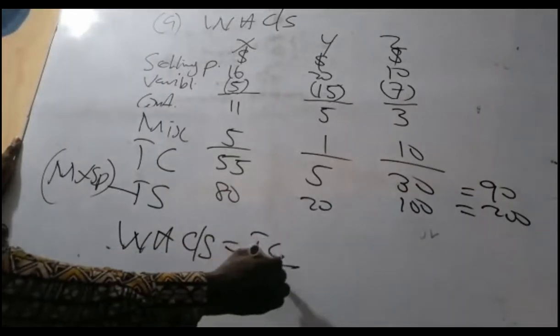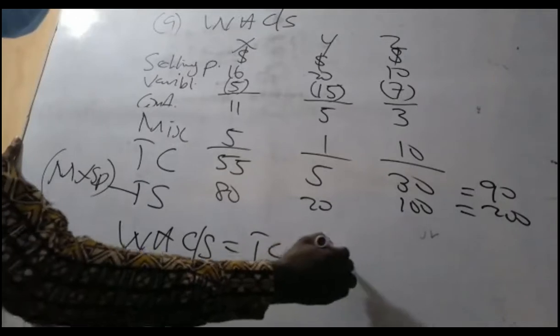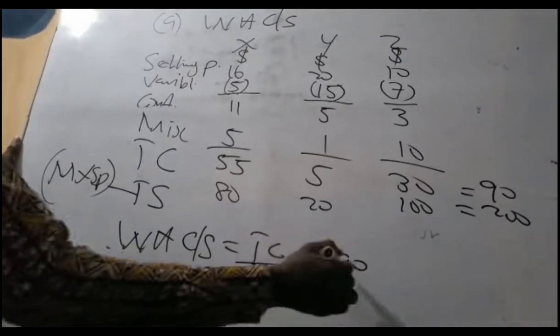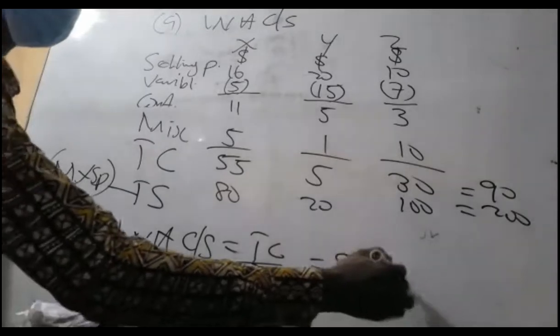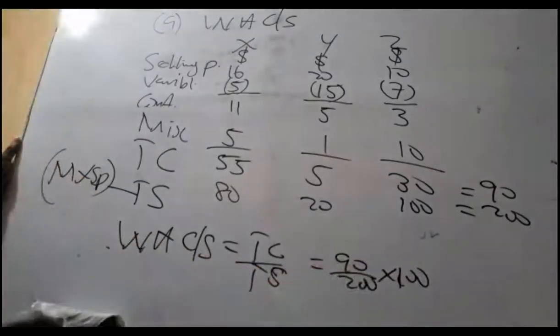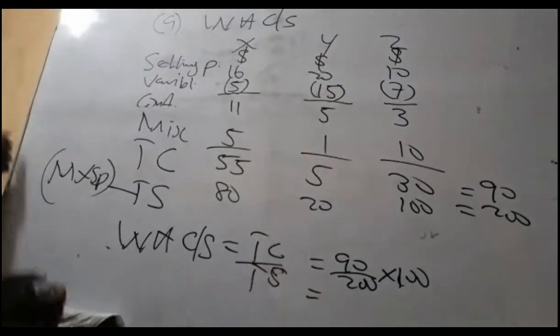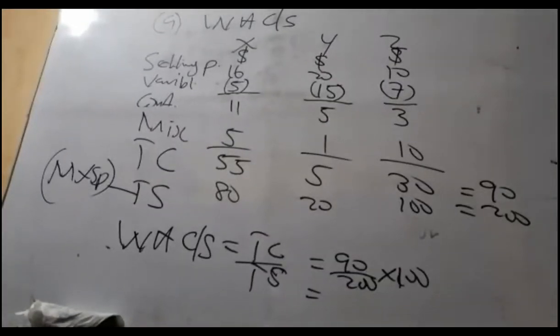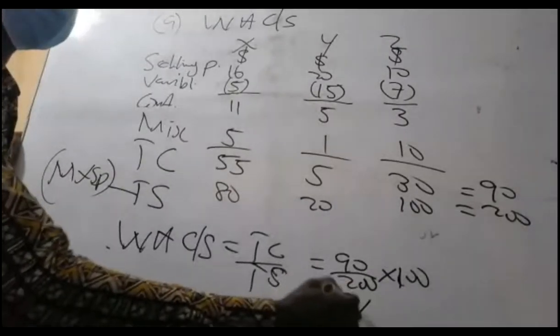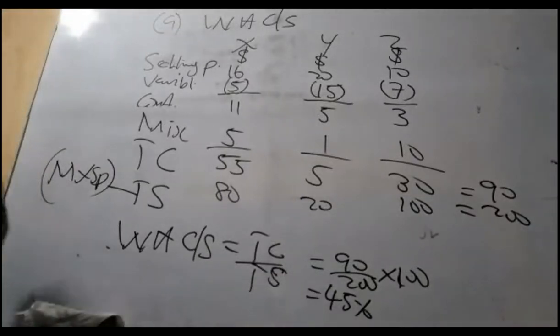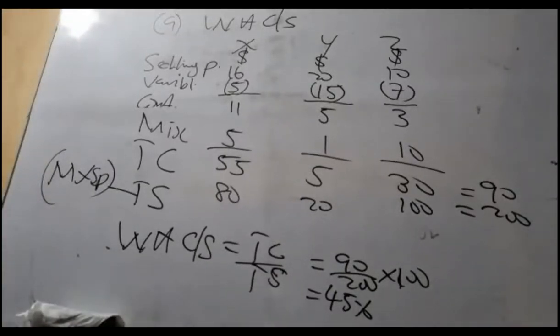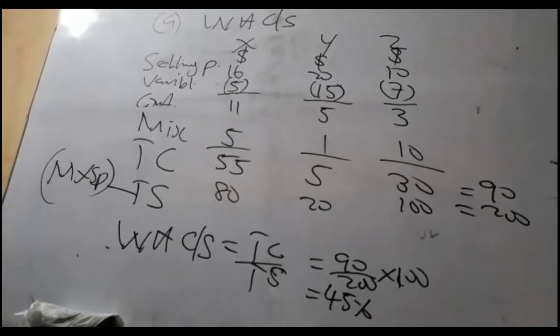So therefore, examiner, the weighted average CS ratio is equal to total contribution over total sales, times 100. That is 90 over 200 times 100, so 45%. We are done. Perfect. So that's the A part. Let's quickly move on to the B.